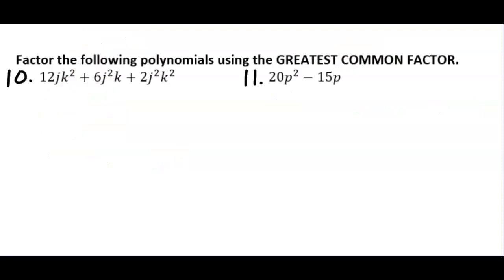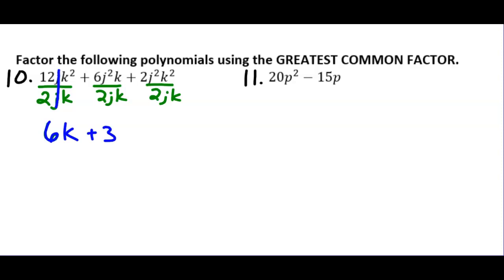All right. What can I divide number 10 by? 2JK. Remember, I divide by the exact same thing on all of them. 12 divided by 2 is? 6. What's going to happen to my J's? They're going to cancel out, and then K is just 1, so it's going to be 6K. Okay. 6 divided by 2 is? Positive 3. J's divided by J's, what's going to happen? One of them will cancel, right?